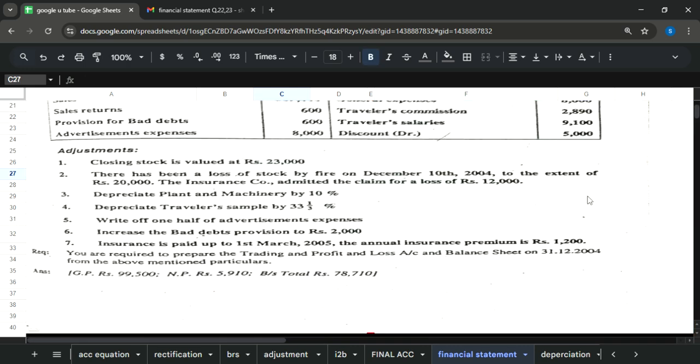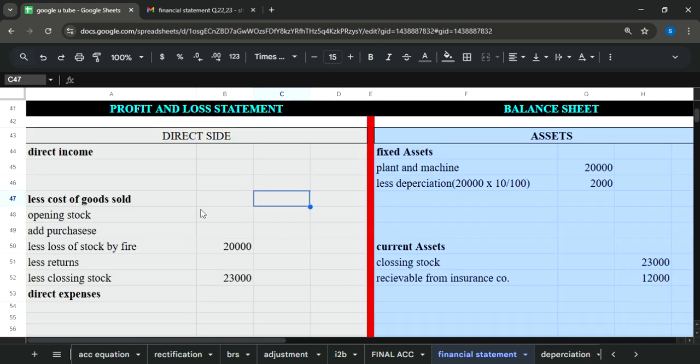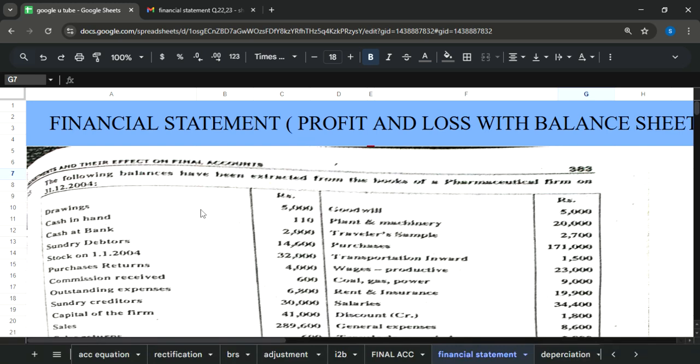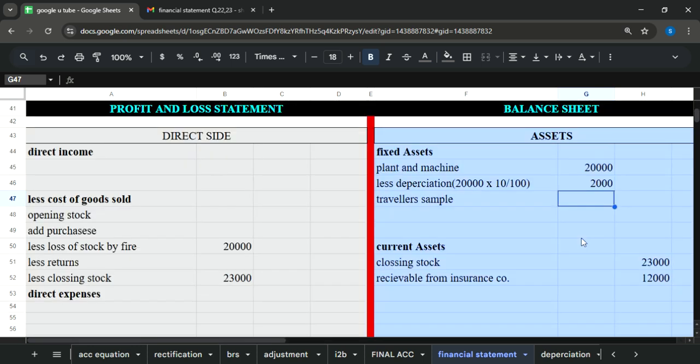After depreciation of plant, we have the fourth adjustment, depreciation of traveler's samples. Again, samples are your asset, traveler's sample, and we will now see how much the amount of traveler's samples is. Here we have got it, and the amount is 2700. Mention it over here, after which you will subtract its depreciation.